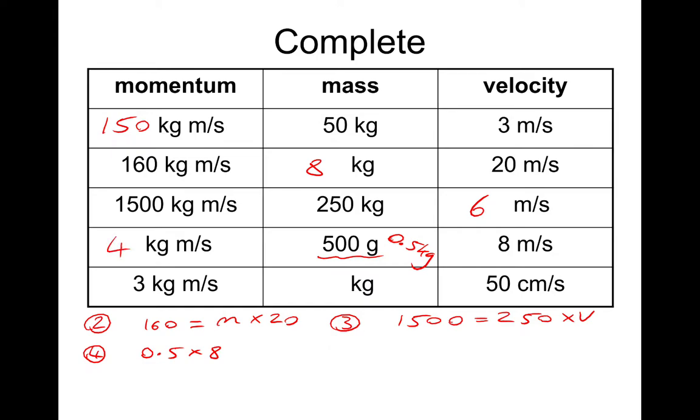So this last one, we need to be careful with this one. So we need to convert this 50 centimeters per second. There's 100 centimeters in a meter, so the conversion would be 0.5 meters per second. So then it's P equals mv. So the last one, number 5, would simply be 3 for the momentum equals mass times 0.5 for the velocity. So then to get mass, we need to get rid of the times 0.5, so divide by 0.5 on the other side. So that's 3 divided by 0.5, which gives a mass of 6 kilograms.